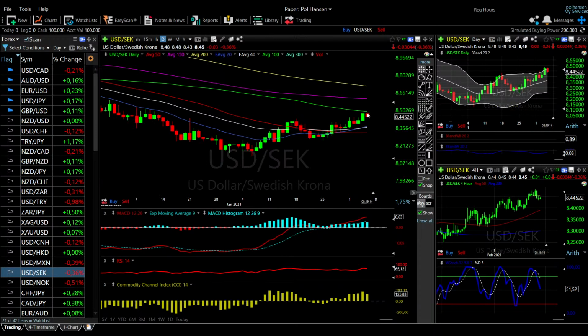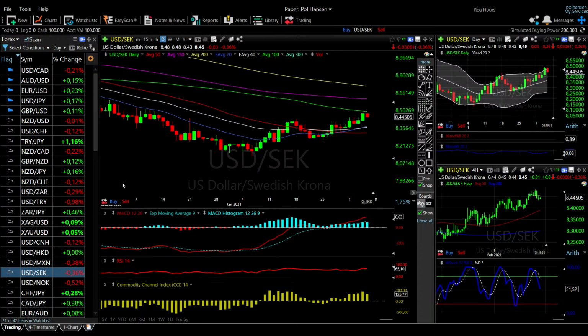So Swedish krona is a fairly weak currency, and the US dollar is fairly weak at this point. So it is very likely that it will continue to depreciate.